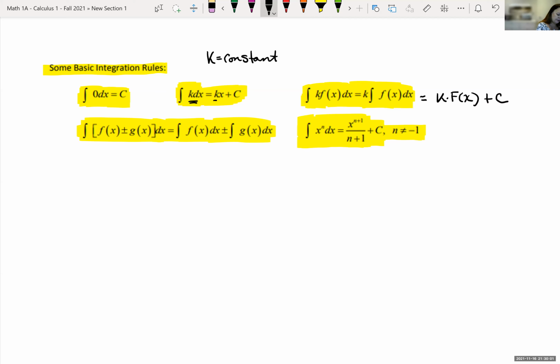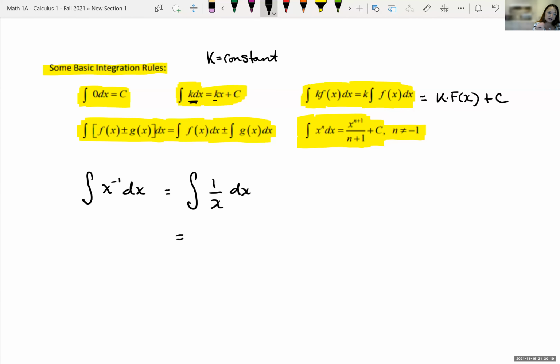So let's just talk about that. Let's say that n was -1. If n was -1, so if this was x to the -1 power dx, this is the same thing, right, as the integral of 1 over x dx.